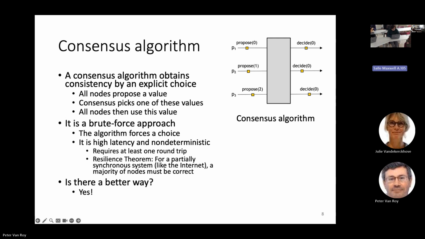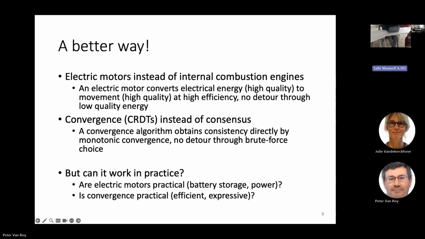Question, is there a better way to do consensus and to do big internet applications? Well, the analogy for internal combustion is electric motors. An electric motor converts electrical energy, which is very high quality, to movement, also high quality, no detour through low quality, high efficiency. So more and more cars are becoming electric. Well, we can actually have an analogy in consensus. We can have another kind of consistency, which I call convergence. It obtains consistency by monotonic convergence. So the nodes will actually converge to the same value, no detour through a brute force non-deterministic choice. So this is actually deterministic.